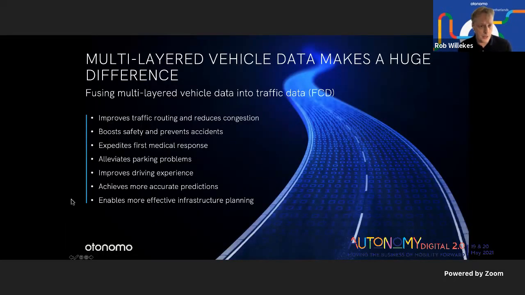So multi-layered vehicle data makes a huge difference because it fuses all kinds of data that's being derived from the car into what we call floating car data, and it improves the routing and reduces the congestion. It can give safety information back to the driver, so it will prevent accidents. Think about road conditions. It can expedite first medical response, but also repairing cars that are on the side of the road.